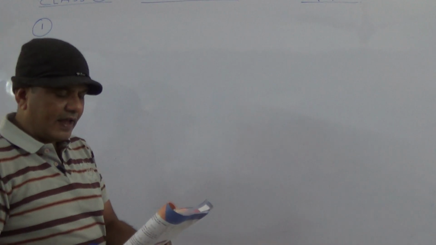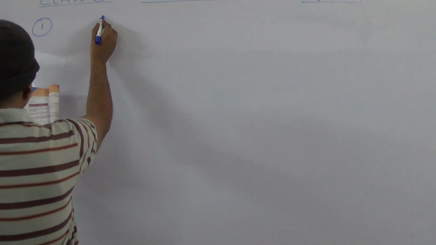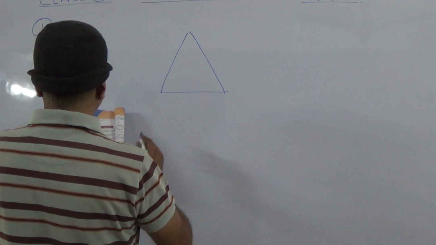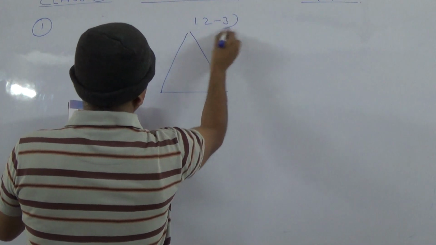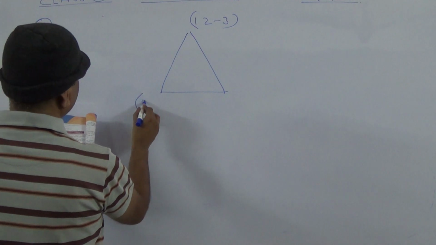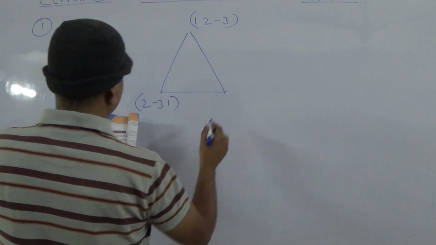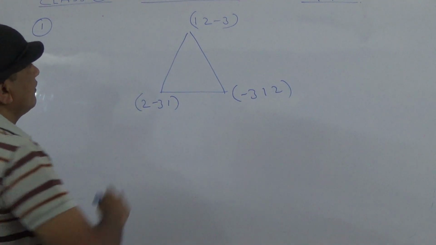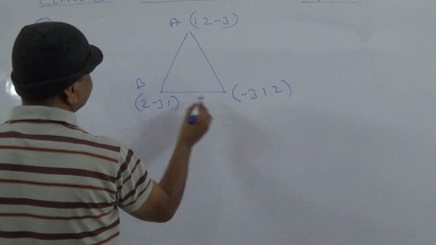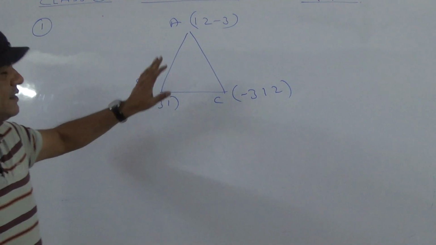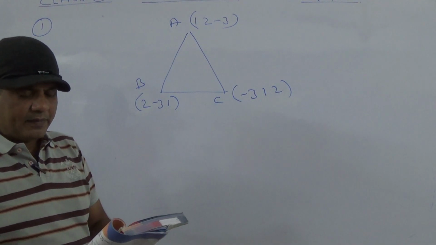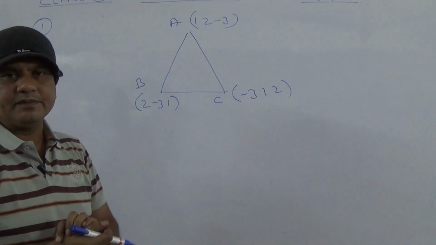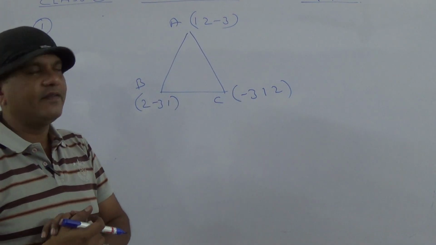Circumradius of the triangle formed by the points 1, 2, -3, and 2, -3, 1, next -3, 1, 2. Now ABC are vertices of a triangle, given. Then find the circumradius of the triangle. Now how to find the circumradius of a triangle formed by the points?